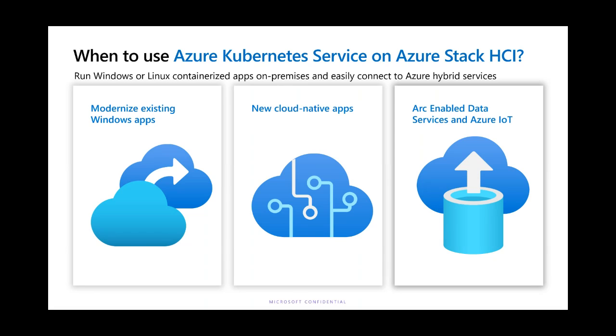Additionally, you can work with new cloud native apps and still have them run on premises. This is the consistency that you get through Kubernetes and different Kubernetes experiences that may be on-prem or in the cloud. Additionally, there are other opportunities to use AKS on Azure Stack HCI when you want to use Arc-enabled data services or Azure IoT, again building out that Azure hybrid experience from on-prem and the cloud.